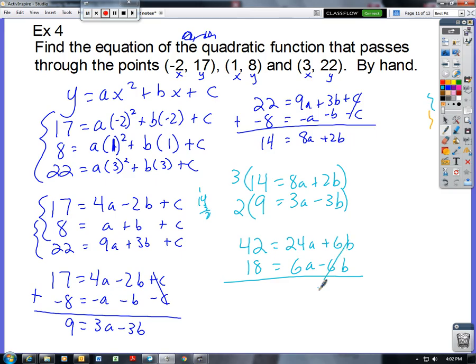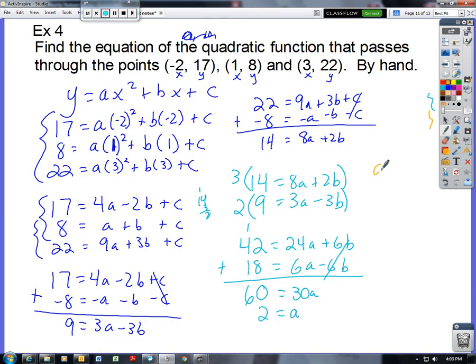And we're going to add these. That's 60, and that's 30, which is very nice. I get a nice result here. Divide both sides by 30. a is 2. And once you find a, it's not bad. All you've got to do is put that back into either one of these equations. I think I prefer this one down here.